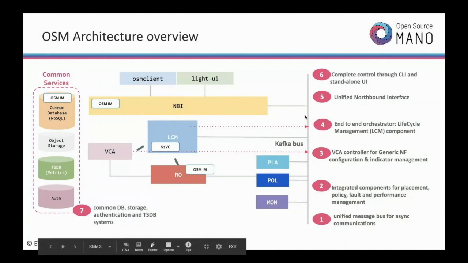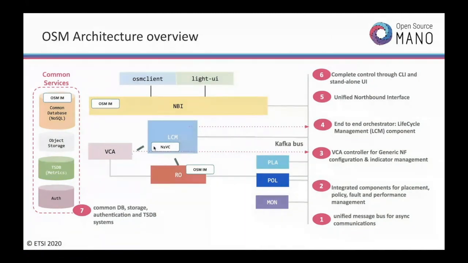The LCM is the end-to-end orchestrator, so most operations pass through LCM when they are related to lifecycle management of a resource. It can be a VNF, or it may even be a VIM registration, for example. We will see more details later. So LCM has direct communication with VCA, which is the component that controls the configuration of network functions. So it gets inside the network functions and configures them.